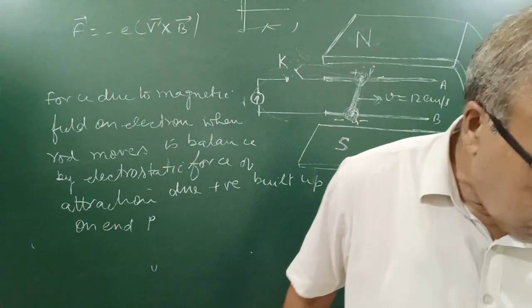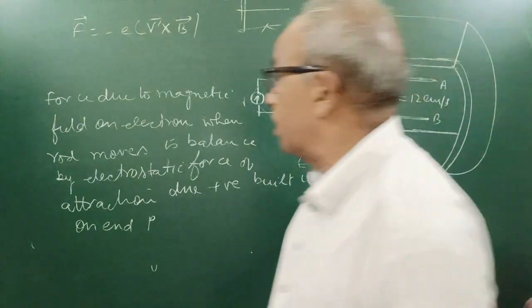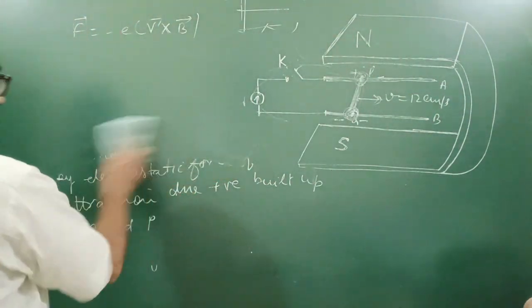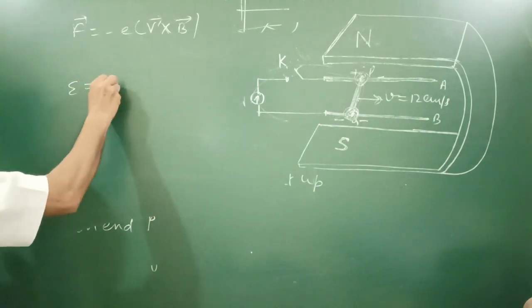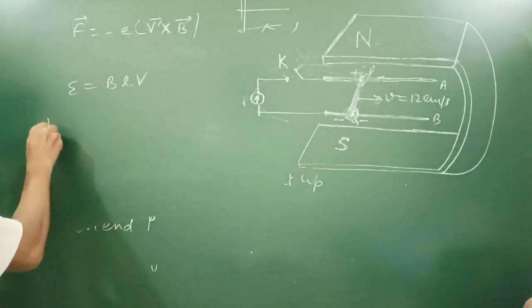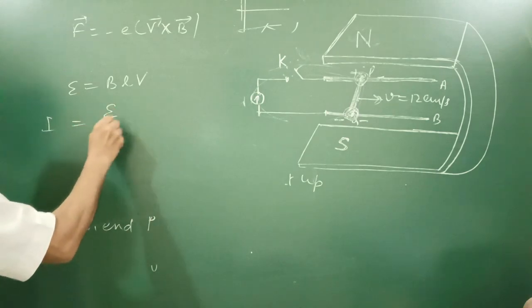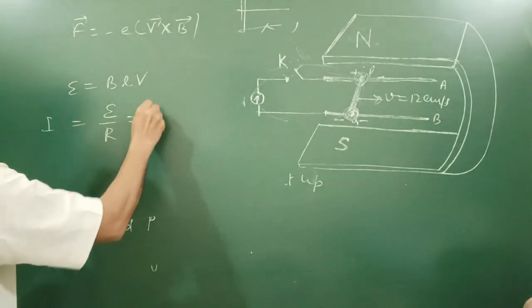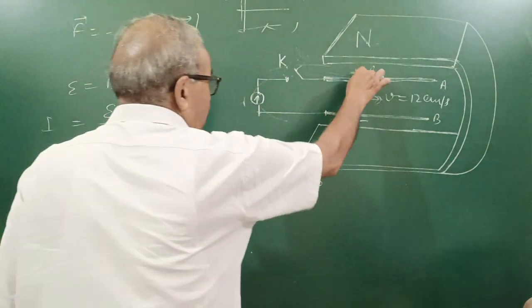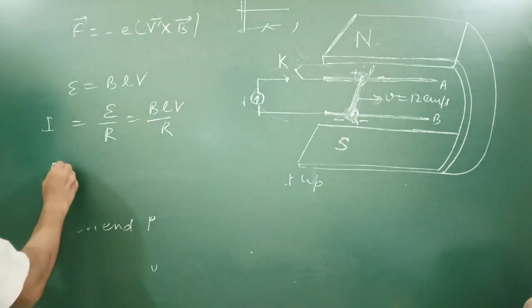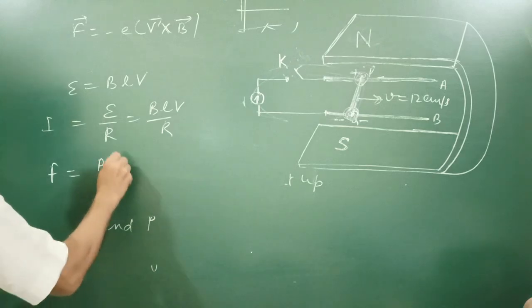What is the retarding force on the rod when K is closed? When K is closed, we have E equal to BLv. So the current will be I = BLv upon R, and this rod of length L is moving. So that retarding force is equal to BIL.